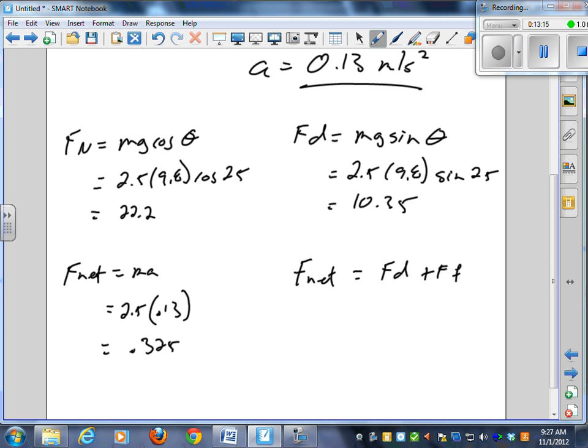Okay, so now if I've got 10 newtons of force down the plane, but my net force is only 0.325, that means my friction is quite a bit, doesn't it? Right? The net force is my 0.325. The FD is my 10.35, and my friction is going to be, well, I'm just going to write plus FF. It goes to the other side, becomes negative. You get negative 10.03, roughly.